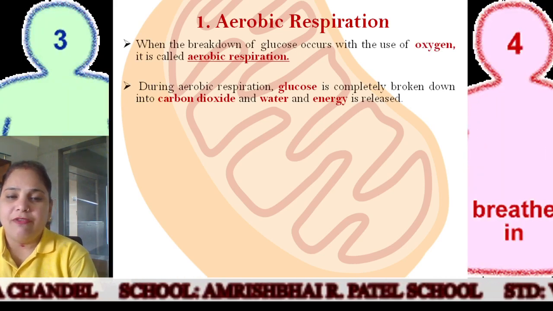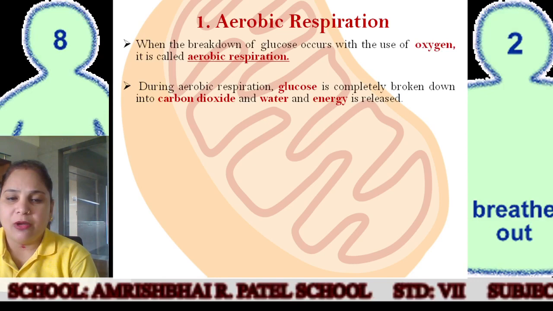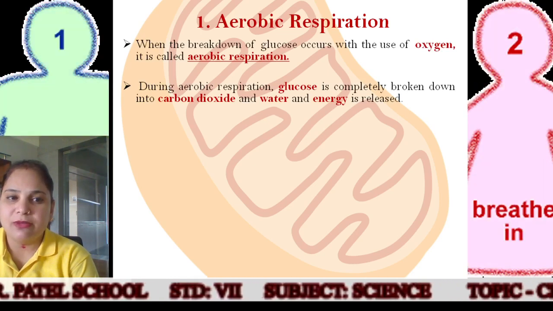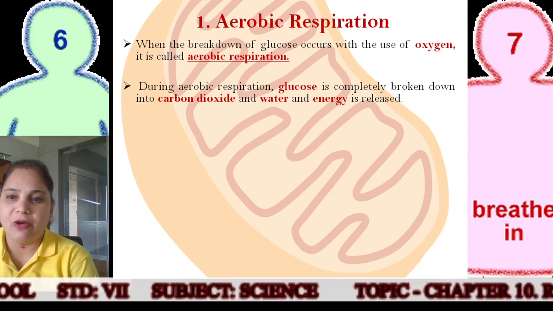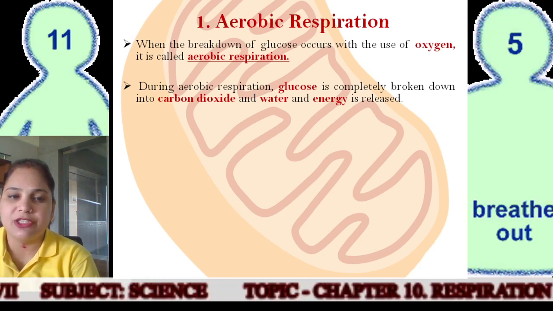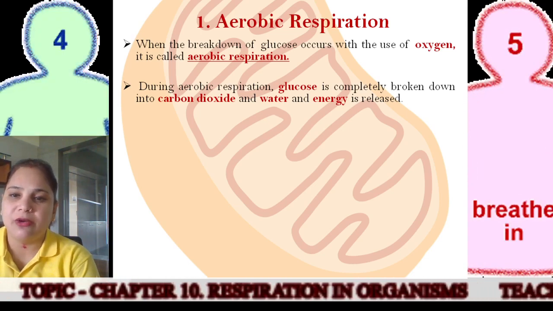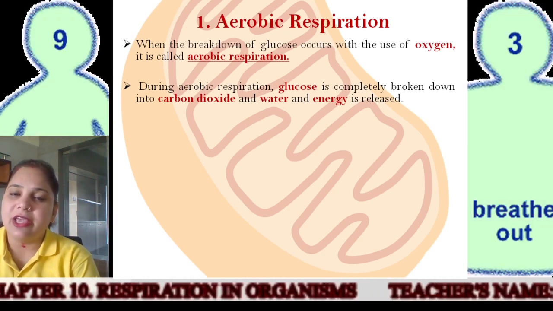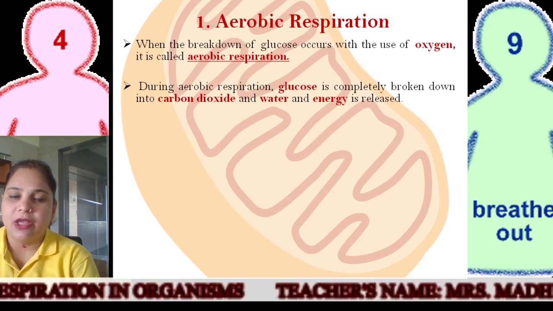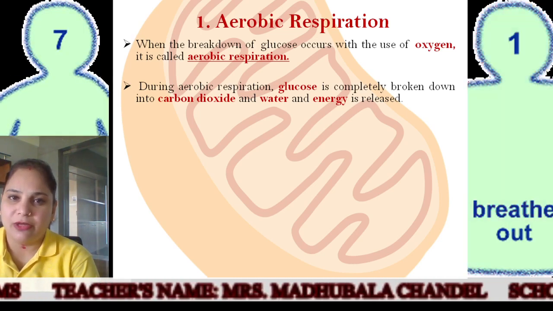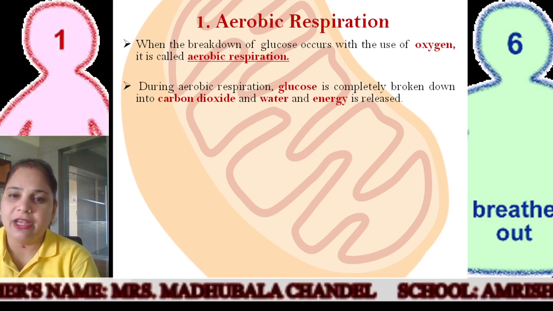Now when we take food, the food is broken down to release energy, right? So how is it possible? It is possible with the use of oxygen, which we take in through respiration. So when this breakdown of glucose occurs in the presence of oxygen, it is called aerobic respiration. During aerobic respiration, glucose is completely broken down into carbon dioxide, water and energy.